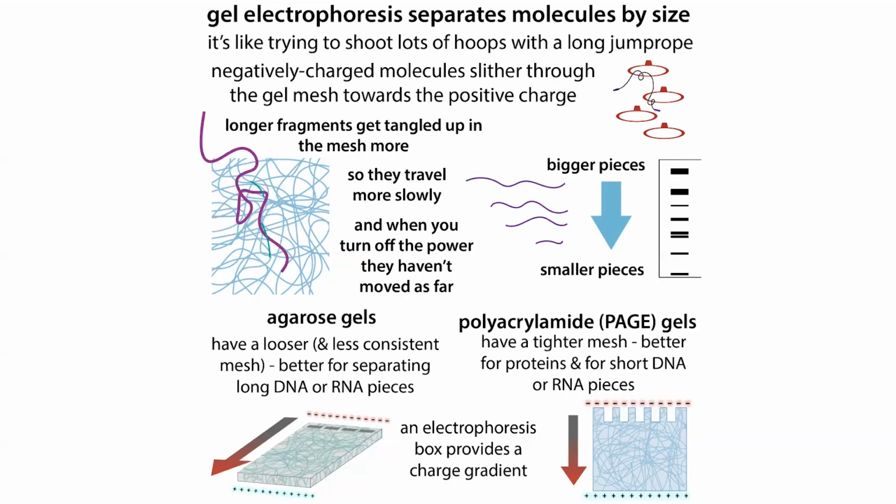With any type of gel electrophoresis, the basic idea is the same. We're taking molecules, these can be proteins, RNA or DNA, and we're going to separate them by size. And we do this by sending them traveling through this gel mesh. The bigger the molecules are, the more tangled up they're going to get, the slower they're going to move. The smaller the molecules are, the easier they're going to be able to wiggle their way through the gel.